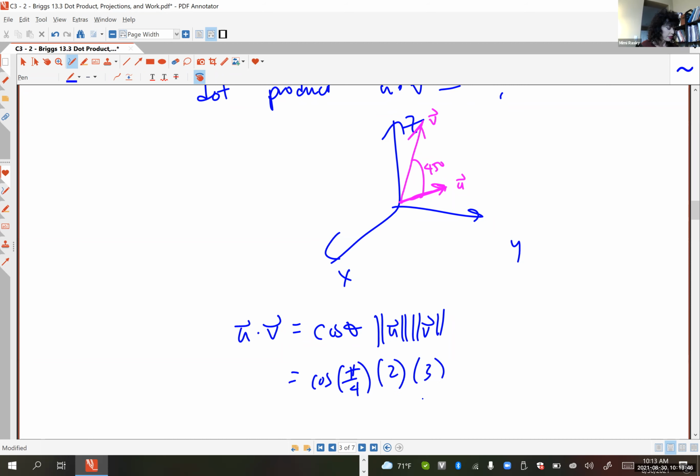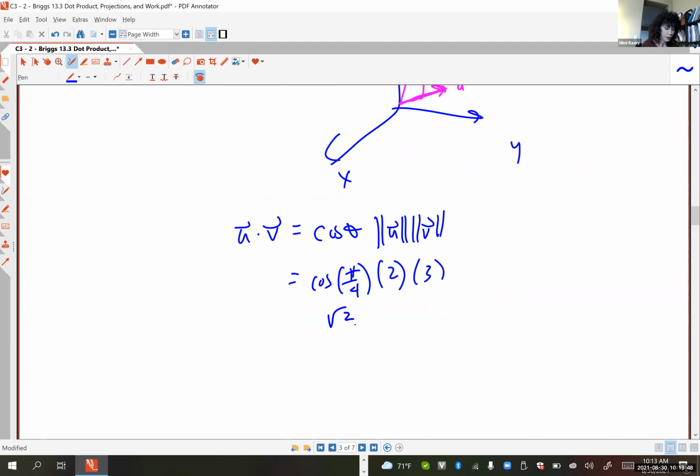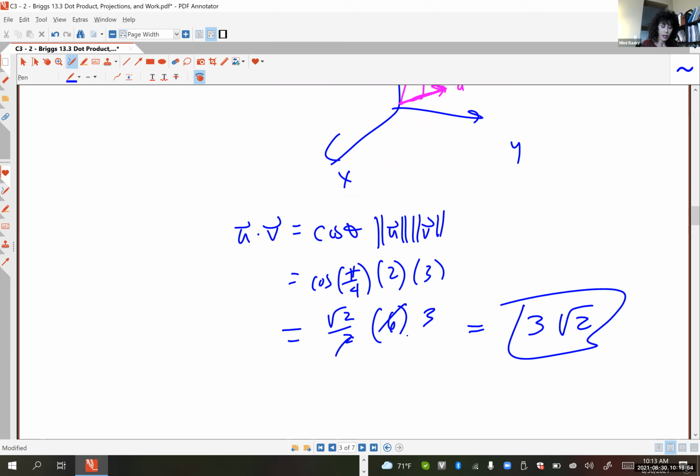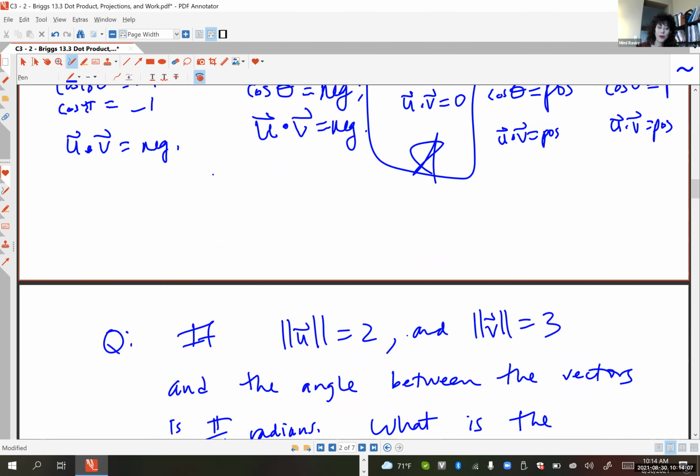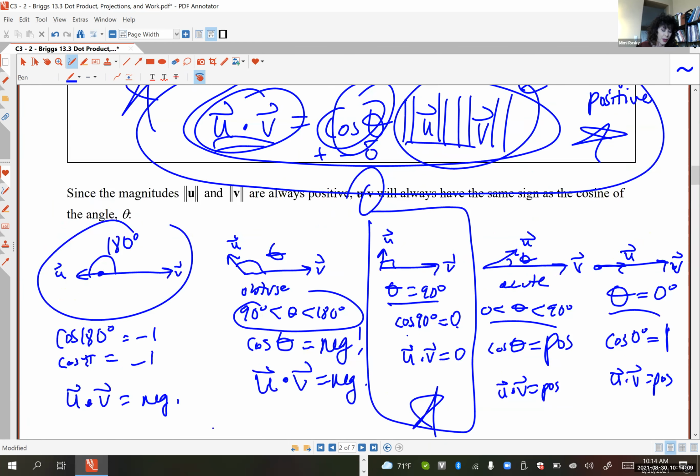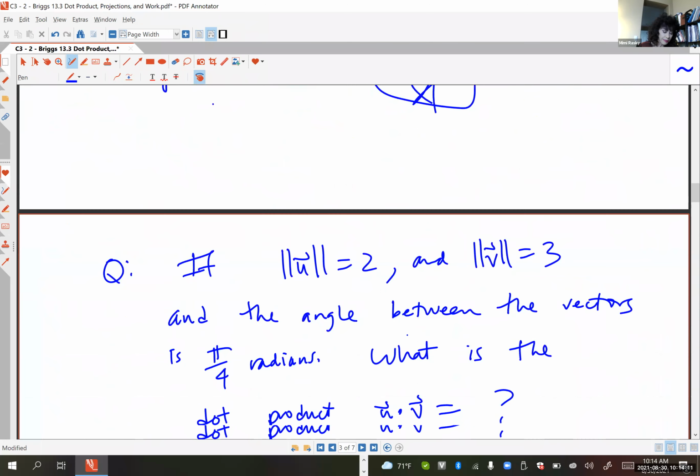And I think cosine of pi/4 isn't that hard, square root of 2 over 2. And then you can reduce this to lowest terms. And final answer, it looks like the dot product is this irrational number, 3 square root of 2. That's totally legit. And so we're done. And that's the dot product in an alternate form. Okay, so you got to see that.